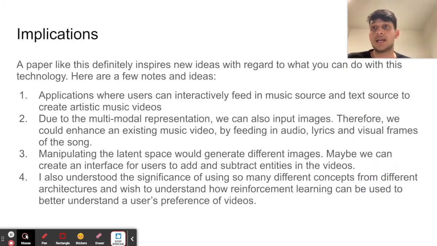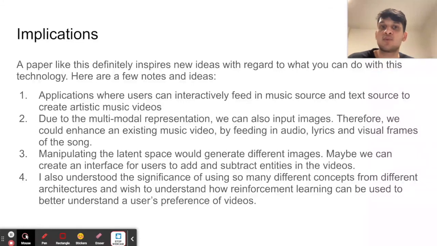And implications. A paper like this definitely inspires new ideas with regard to what you can do with this technology. Here are a few notes and ideas. Applications where users can interactively feed in a music source and text source to create artistic music videos. Due to multi-modal representation, we can also input images. Therefore, we could enhance an existing music video by feeding in audio, lyrics, and visual frames of the song.